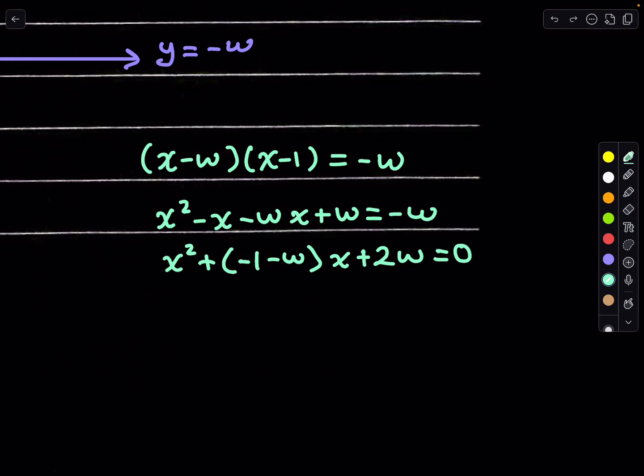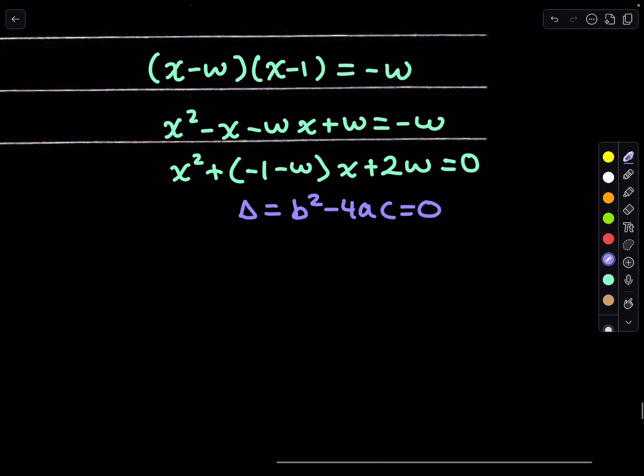We have to use the discriminant. We need to make sure that the discriminant equals 0, because remember, when it's equal to 0, we get one solution. Of course, if it's less than 0, no solution. Greater than 0, it's two solutions. So what we want is specifically the discriminant to be equal to 0, so that we get one solution, because that's what we want.